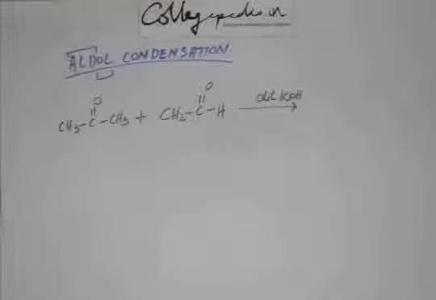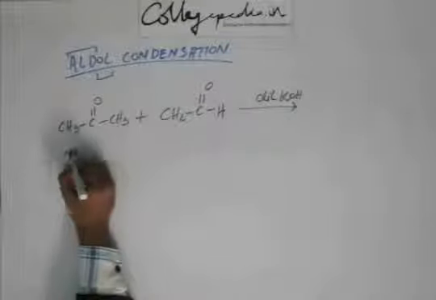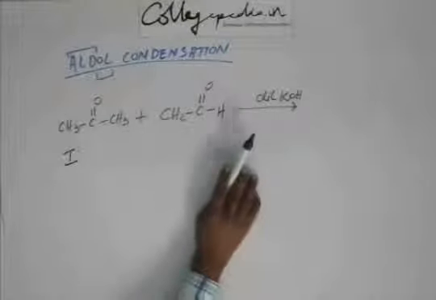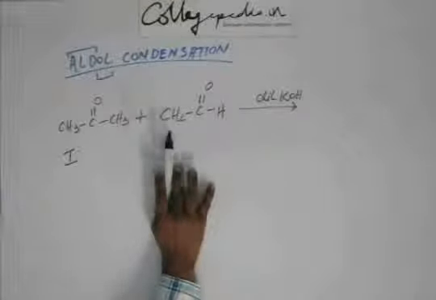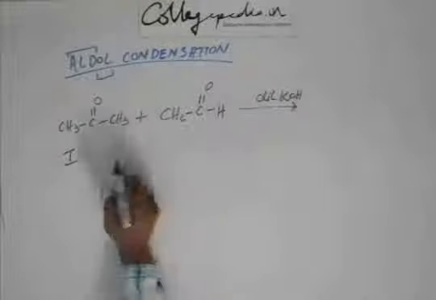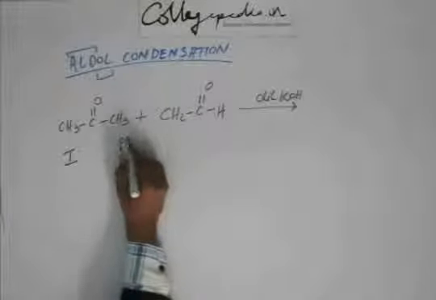Anyway, I'm going to tell you the 4 possible products, but it will be better if you just solve on your own and then match your answers. So case number 1. Case number 1 is base comes and abstracts H plus from here, and this goes and attacks acetone. Fine. So how will that look?